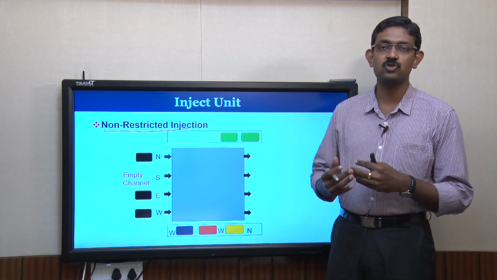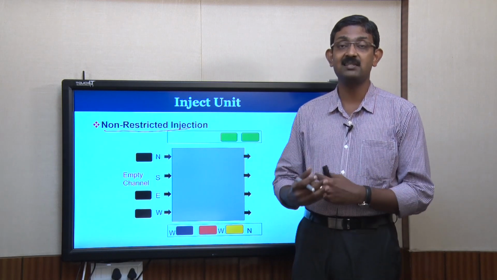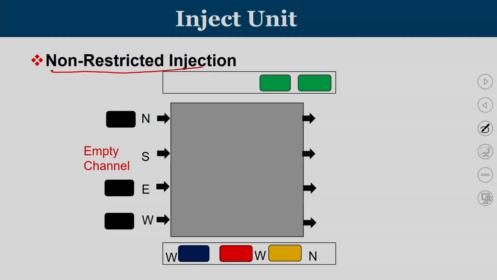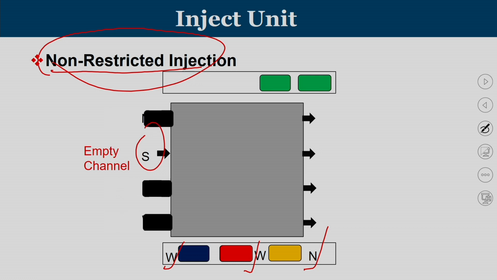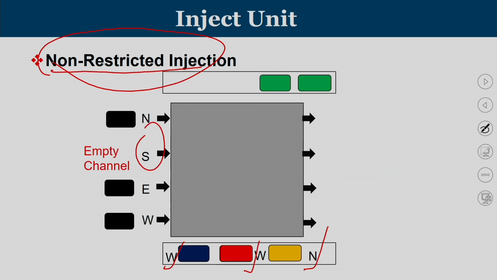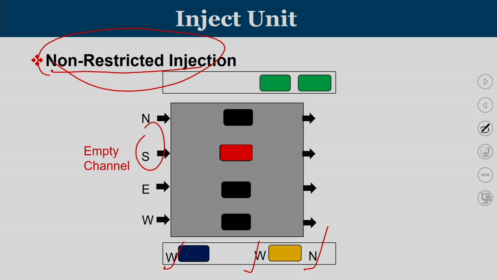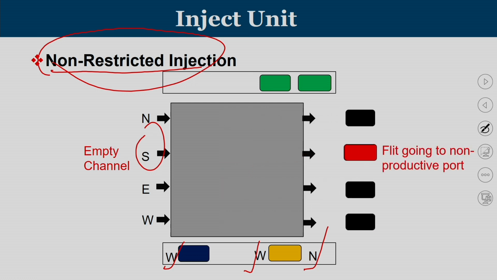Once it is near full, there is no point in moving for a restricted injection. You are moving into non-restricted injection. So, in this case, the south is the empty channel, one flit wants west, one flit wants west, and the third flit wants north. But I am not going for restricted injection because now my buffer occupancy is very high. I cannot offer this. So, whatever channel is available, the flit gets added into it. You can see that one of the flits is added, and that is not the direction that the flit was looking for. So, the flit is going to a non-productive port.